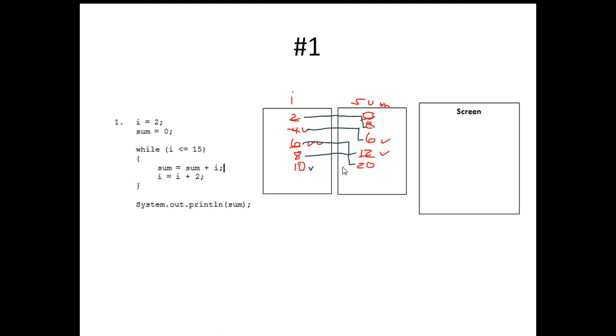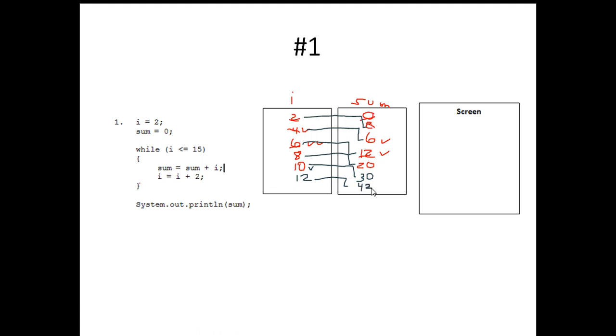As we go on here, this is always going to be the pattern. So 10 plus 20 is 30. And then I is always increasing by 2. So the next time through, you're going to have I is 12 at the end, and then sum is 30. And then we add these two together, and now we have 42.